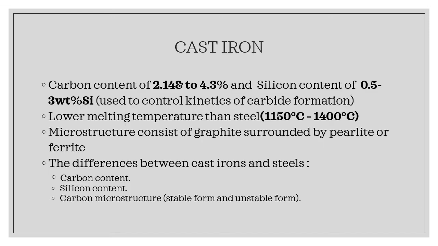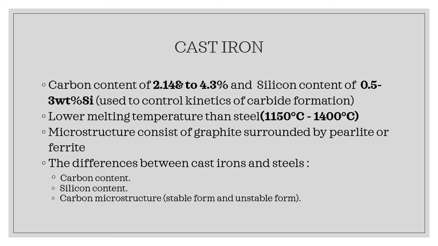Now we move on to another type of ferrous metal, which is cast iron. Cast iron has carbon content of 2.14% to 4.3% and silicon content of 0.5% to 3%.